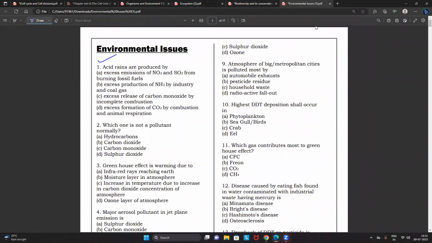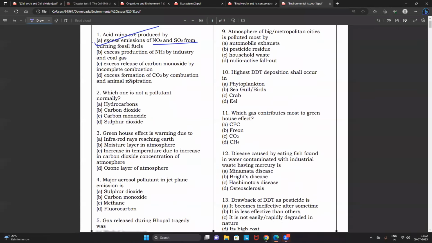I will tell the questions. You only focus on those questions. Don't answer all. Acid rains are produced by? Direct question, right? Oh my God, I don't know whether you are reading all four options or not. Excess emissions of NO2 and SO2 from burning fossil fuels. Of course, I also told all of you, these chemicals not only come from fossil fuels; even natural calamities release the highest amount of NO2 and SO2. Anyway, the answer is A.